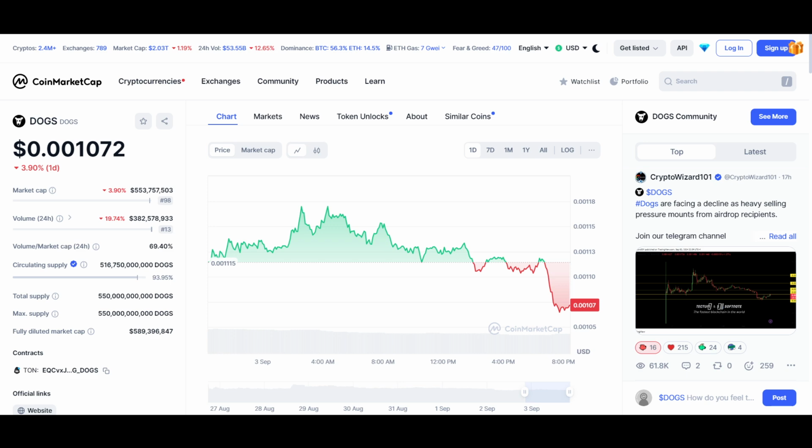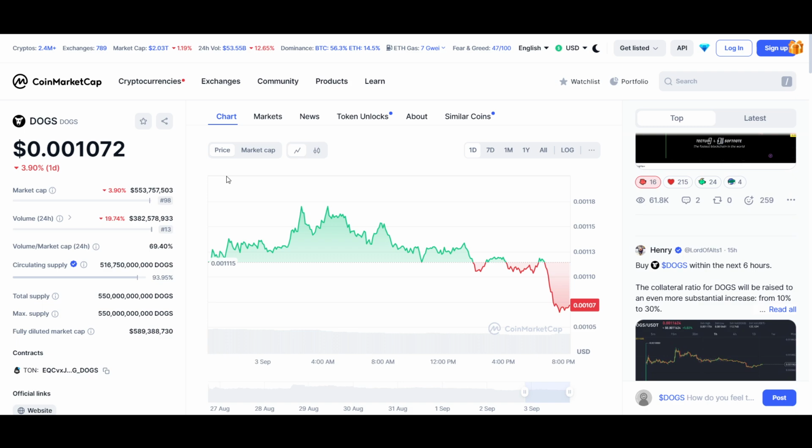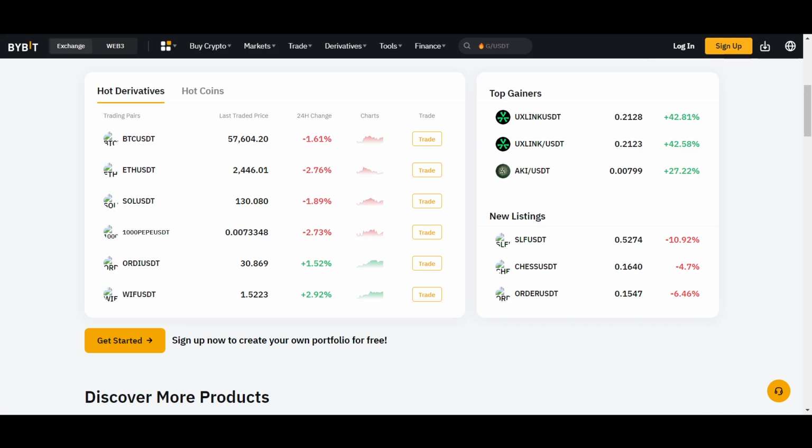Initiate a sell order. Tap on DOGS to bring up the trading interface. Select market as the order type instead of limit. Choose sell to convert DOGS to USDT, because this is very important. Input the amount of DOGS you want to sell and tap 100% to sell your entire balance.